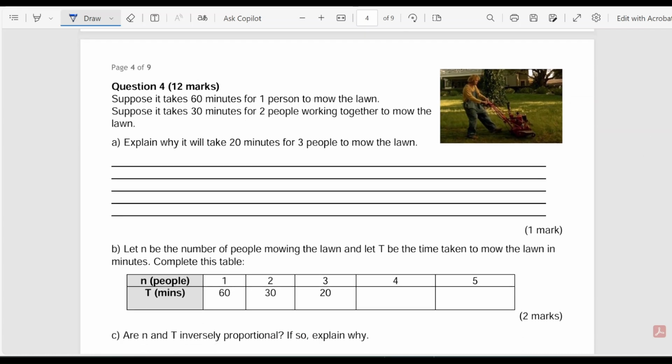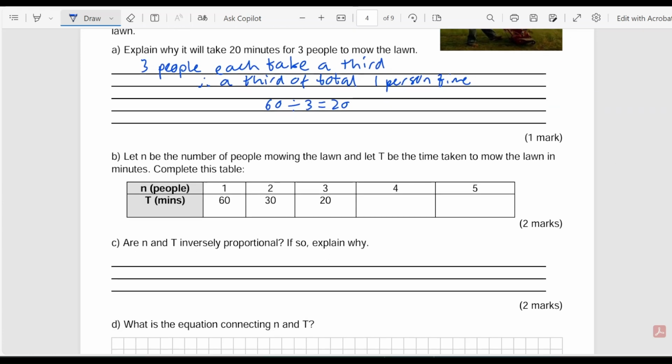All right. Suppose it takes 60 minutes for one person to mow the lawn and 30 minutes for 2 working together. The 3 people each take a third, therefore a third of the total 1 person time. So basically 60 split into 3 people is 20 minutes each. All right, we can complete this table.